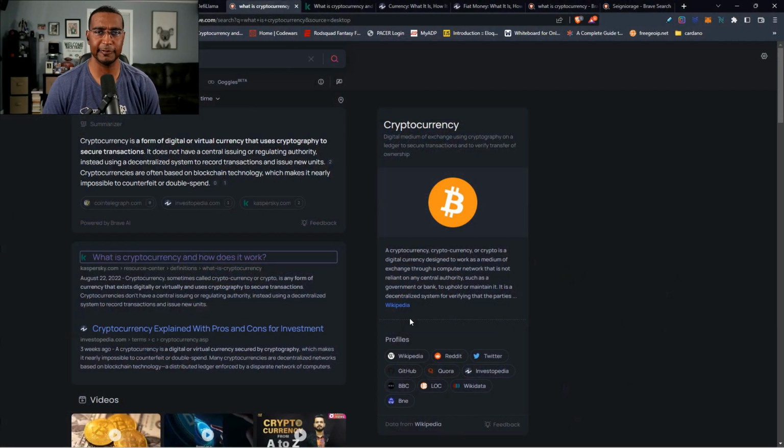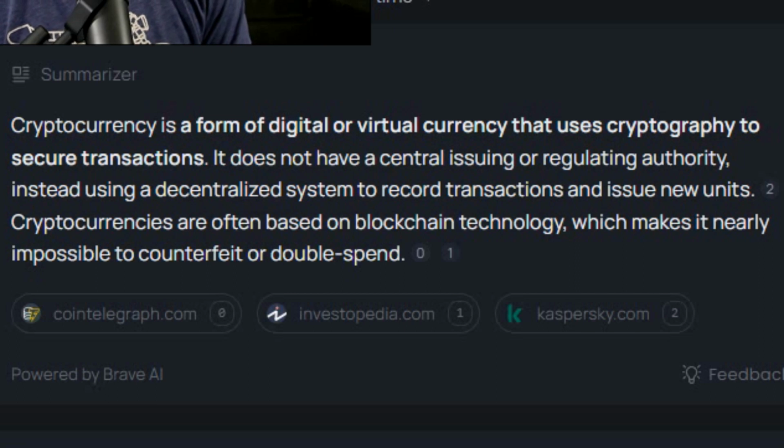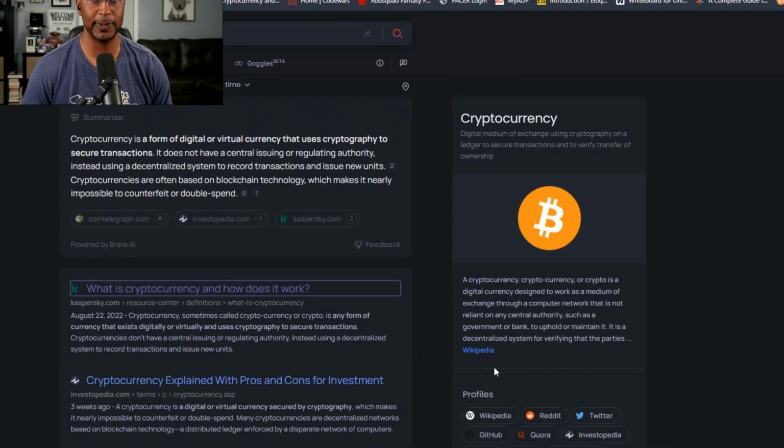All right, so let's start off by trying to understand what cryptocurrency is. And we got this short explanation right here, and let's get right into it. Cryptocurrency is a form of digital or virtual currency that uses cryptography to secure transactions. It does not have a central issuing or regulatory authority, instead using a decentralized system to record transactions and issue new units of cryptocurrencies, and often based on blockchain technology, which makes it nearly impossible to counterfeit or double spend.